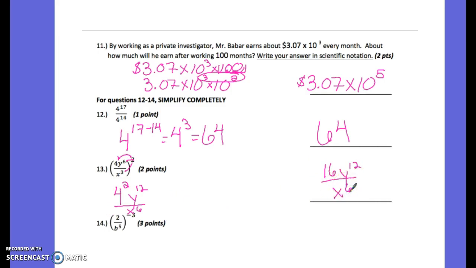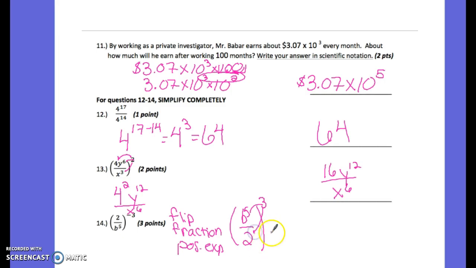If you have a fraction that has a negative exponent, remember flip the fraction, and you have a positive exponent. So I'm going to flip it to b to the fifth over 2, which is really 2 to the first. Now it's just cubed. So now you can distribute your cubed and get b to the 15th over 2 cubed, which 2 cubed is 8. So your final answer is b to the 15th over 8.